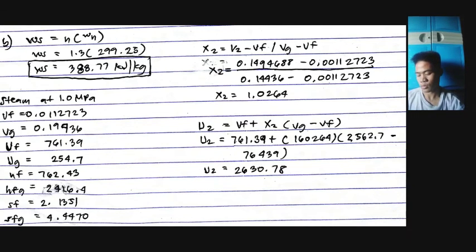So next, finding u2. The formula for that is uf plus x2 times ug minus uf. So again, substituting it, u2 equals 761.39 plus 1.0264 times 2562.7 minus 761.39. And again, by calculating it, our u2 equals 2630.78.